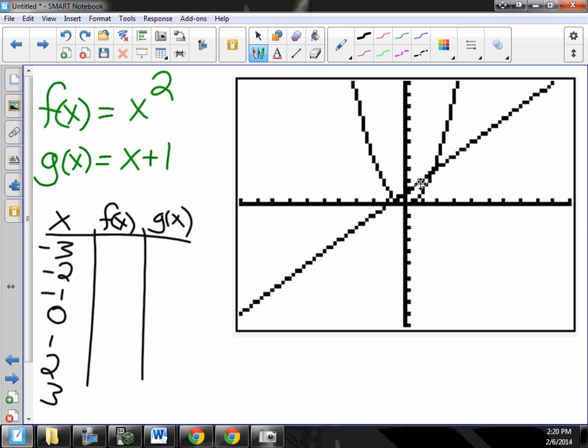So if I plug -3 into x squared, what do I get? 9, 4, 1, 0, 1, 4, 9. And you can actually see those points over on the graph. All right, if I plug those numbers into g of x, what do I get? So -3 plus 1 is -2, -1, 0, 1, 2, 3, and 4.